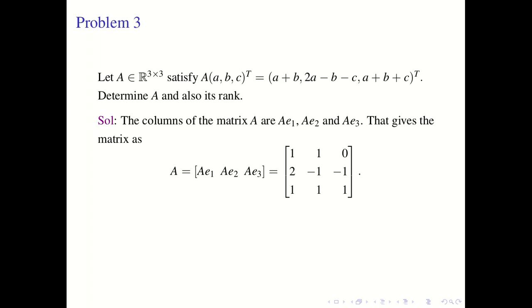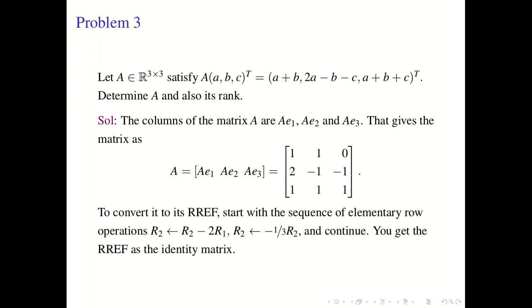Now we have the regular procedure to bring it to row reduced echelon form. If you reduce it, what you get is that the row reduced echelon form of A is the identity matrix. So therefore the rank of A is equal to 3. So this concludes tutorial 3.